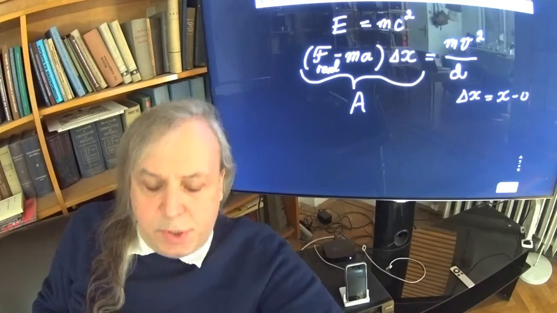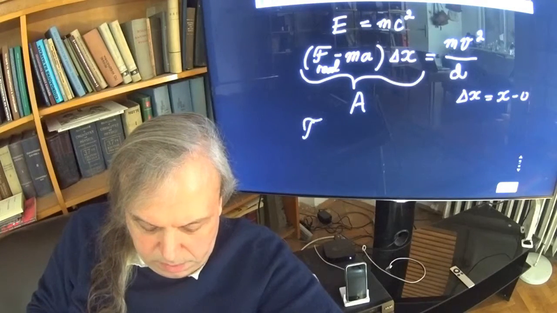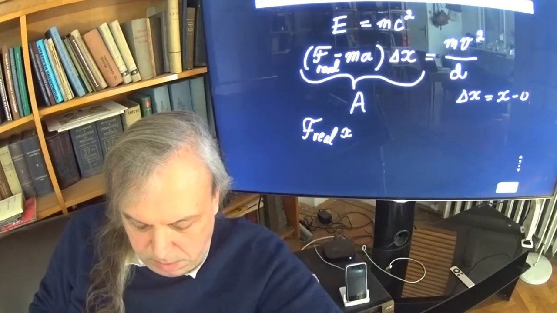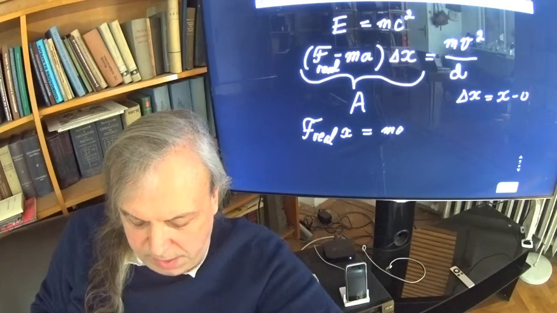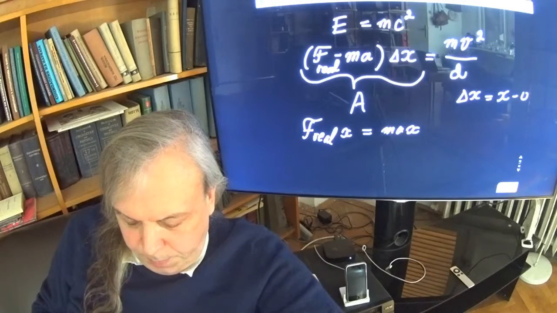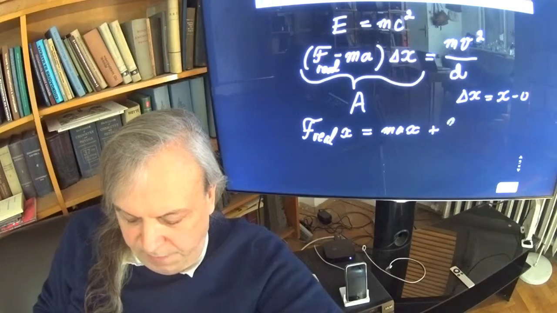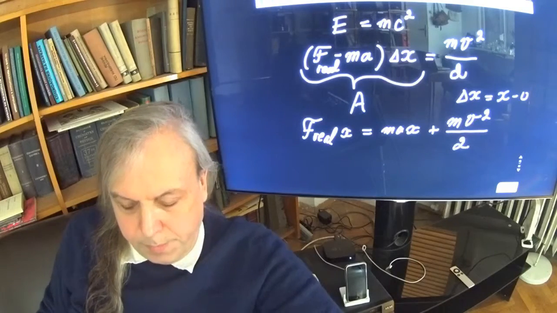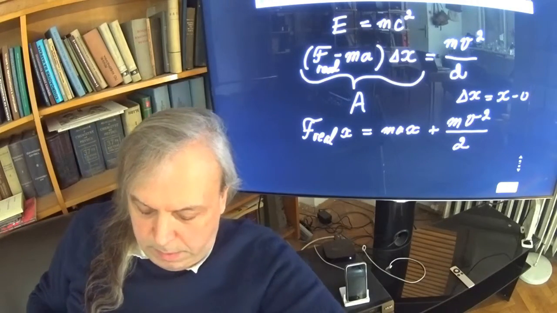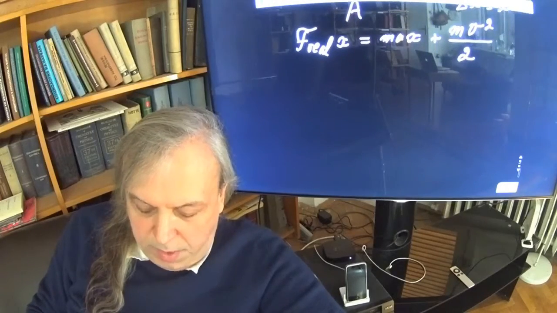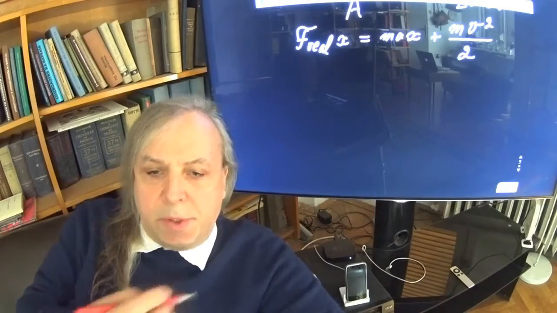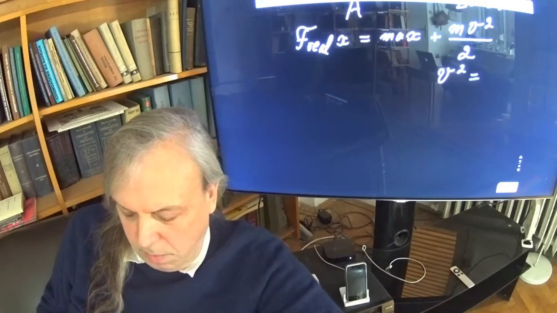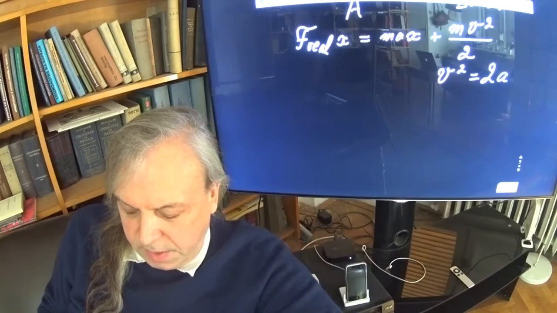So from this expression, we get F real x equals max plus mv² over 2. And here we can apply this absolute equality that we talked about in another video, v² equals 2 times ax.